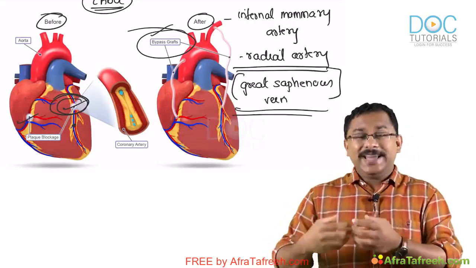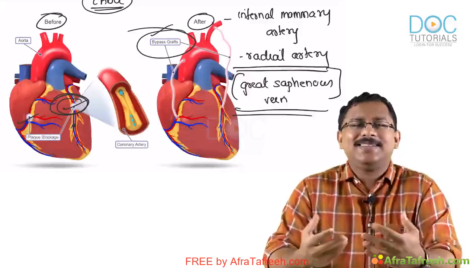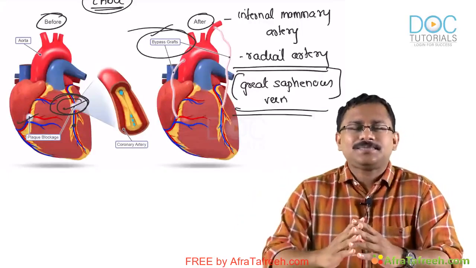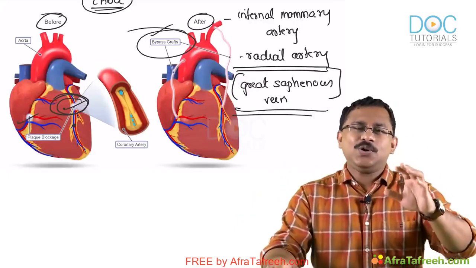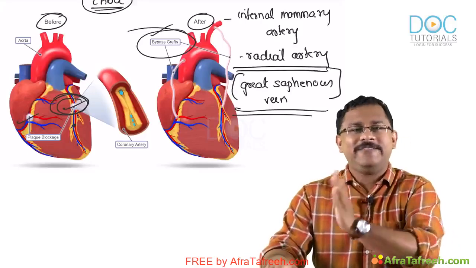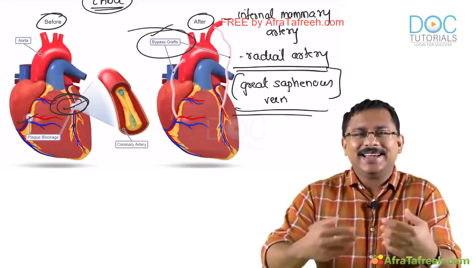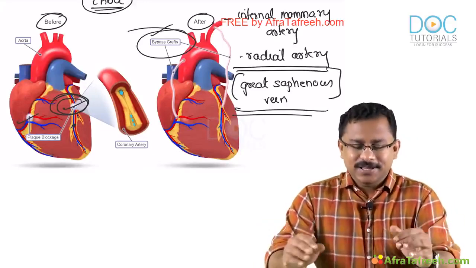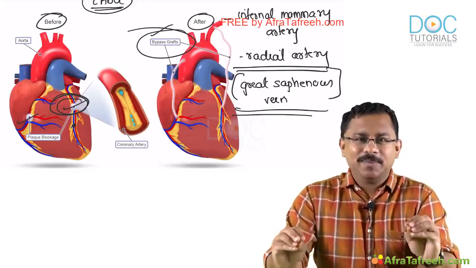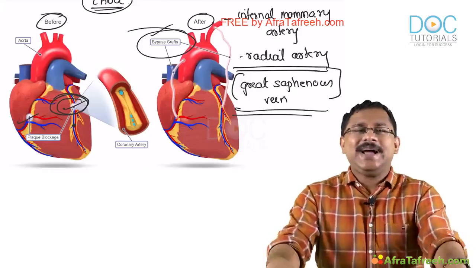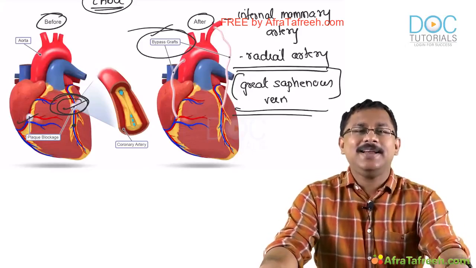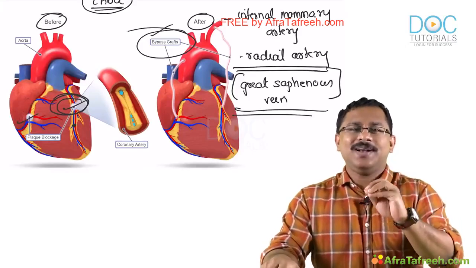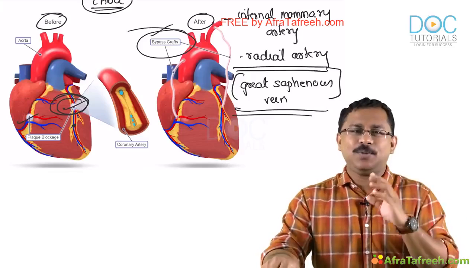Getting a venous graft is actually easier than getting an arterial graft. Harvesting a venous graft is easier, but utility wise, an arterial graft is superior to a venous graft. Only that the technique is slightly more demanding in obtaining an arterial graft. So this is what coronary artery bypass grafting is. PCI, percutaneous coronary intervention, as well as coronary artery bypass grafting, these two are the revascularization procedures.